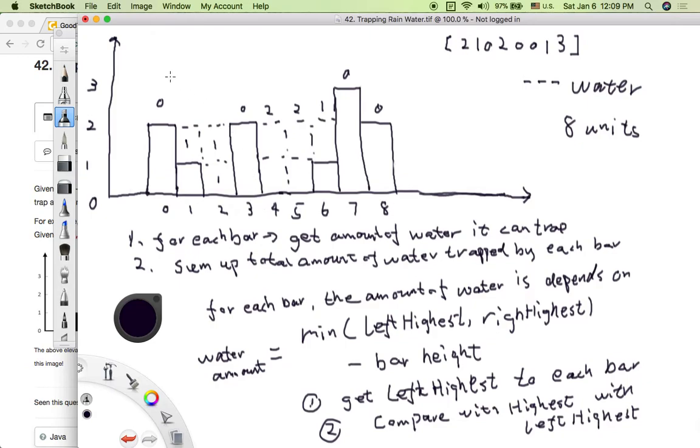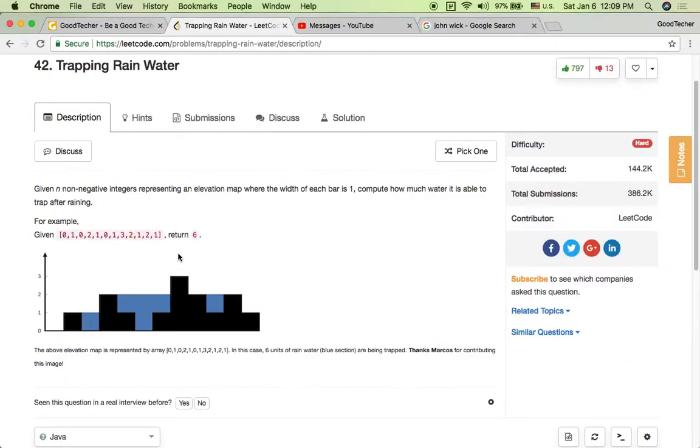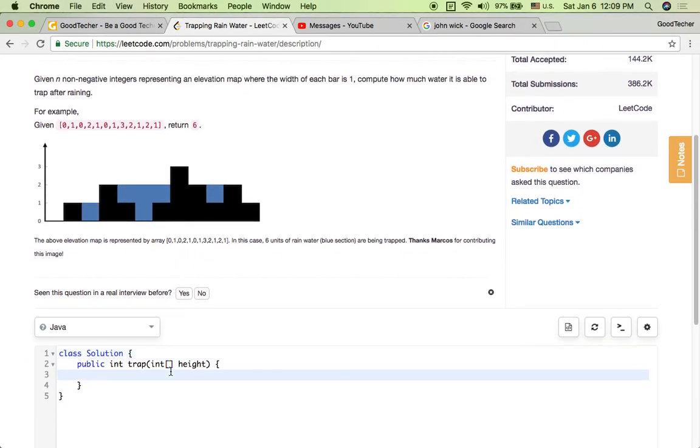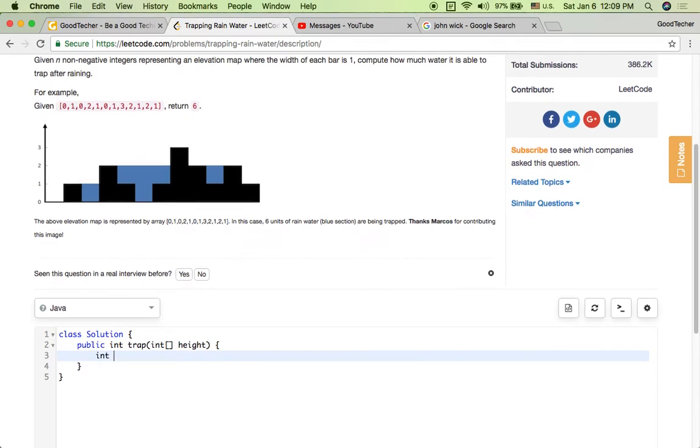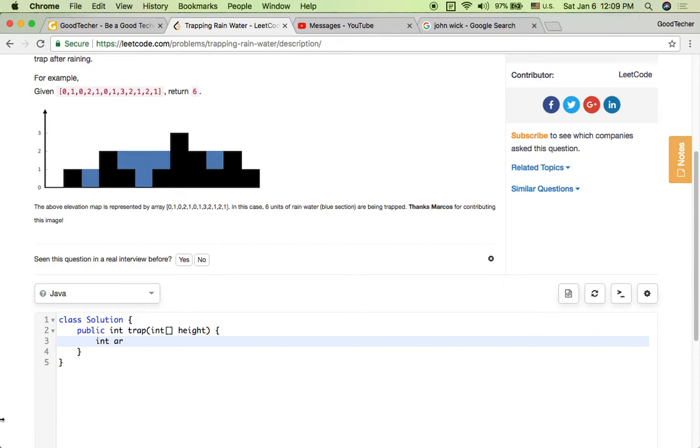So we convert from a macro perspective to a micro perspective, looking at each individual bar to get the amount of water it can trap, and sum up the amount of water each bar can hold to get the total amount of water trapped by this whole group of bars. So here I'm going back to the coding to demonstrate in Java how to solve this problem. At the beginning, for this problem, we are going to return the total amount of water that can be trapped.